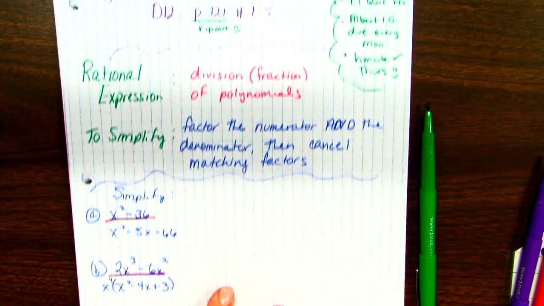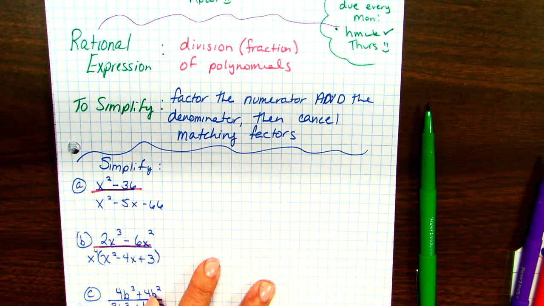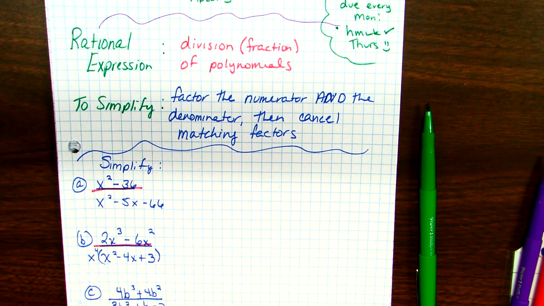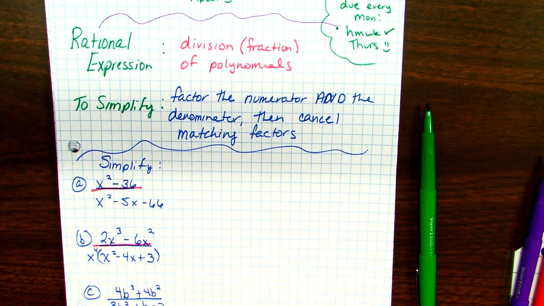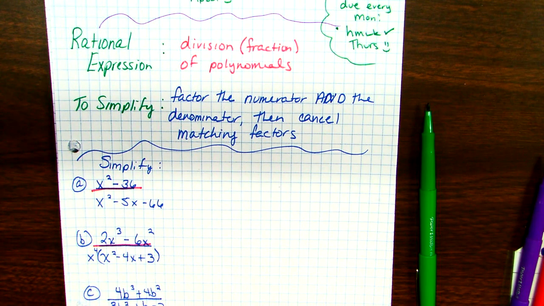So we are starting 9.1. We are factoring numerators and denominators of polynomials. If you look here, you can see some examples of rational expressions. That's what these are, where you have a polynomial on top and bottom. We're going to factor the numerator, factor the denominator, and then cancel any matching factors.